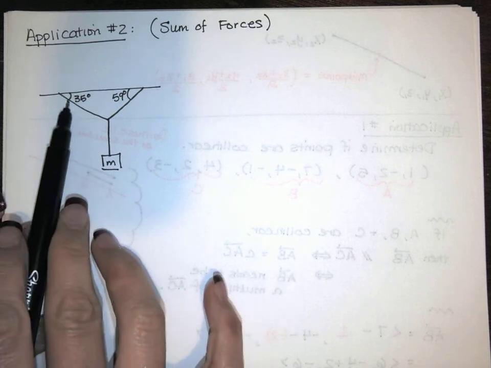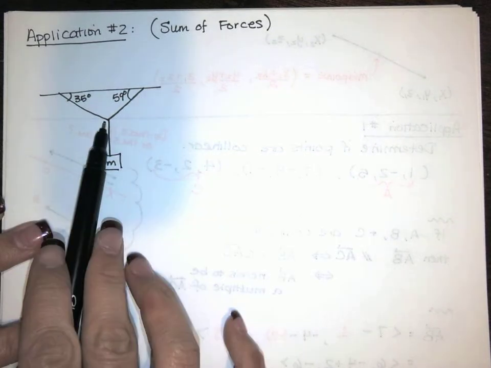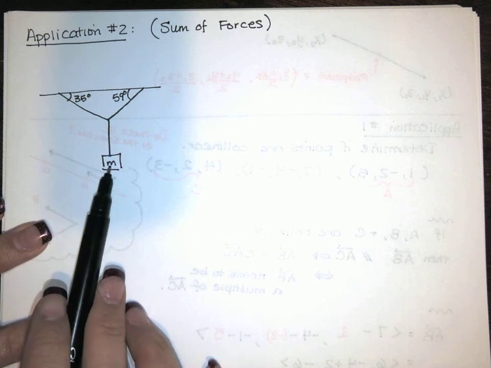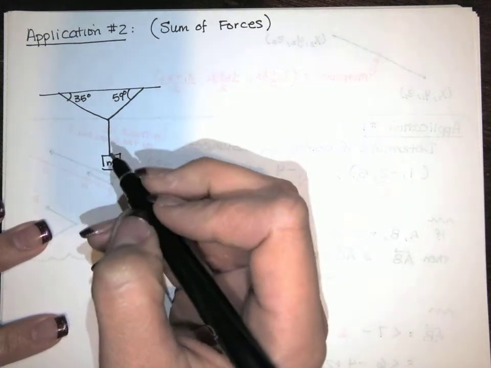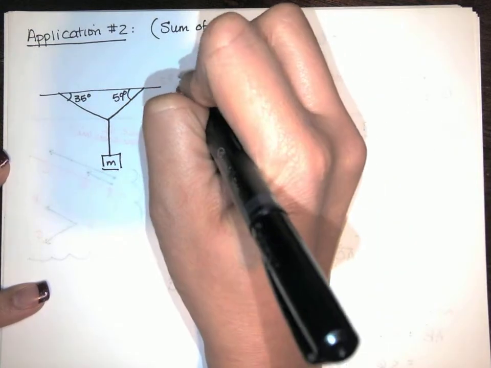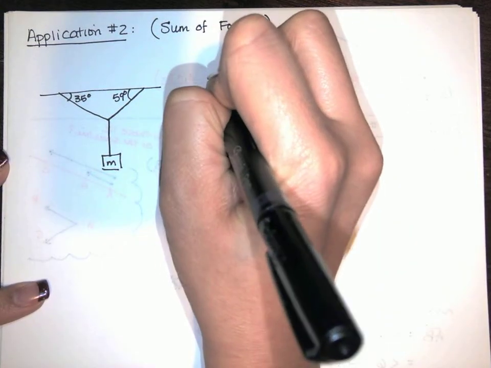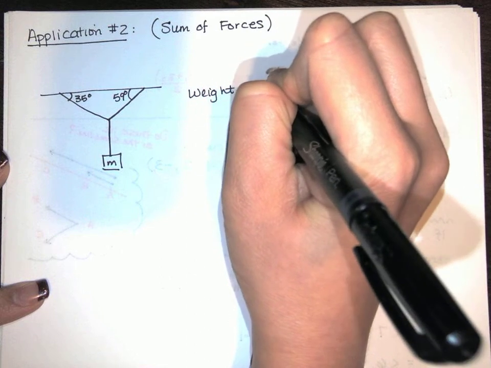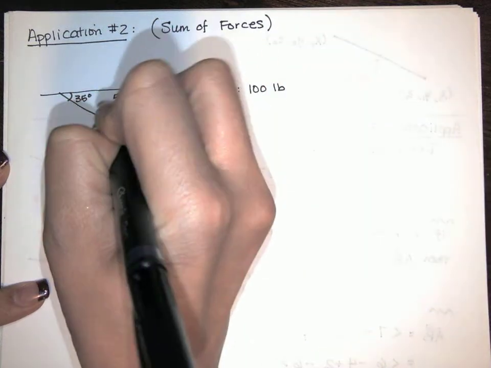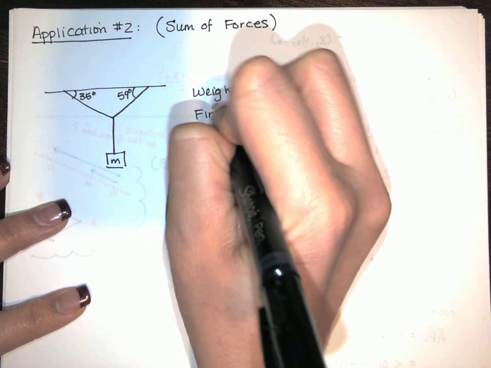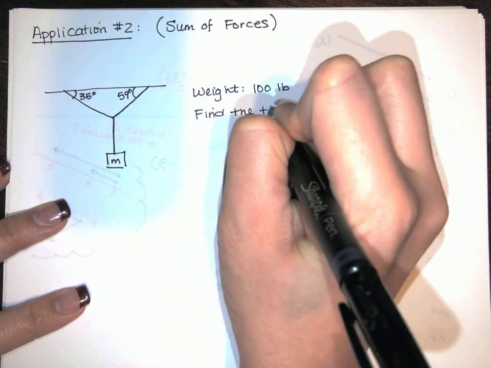They tell you that you've got some cables hanging from the ceiling, and then you've got another cable hanging off of that, and it's carrying a mass. And maybe they tell you the mass itself, or maybe they tell you the weight. Maybe they say there is a weight of 100 pounds hanging here. And I've got a cable here and a cable here. And they might ask me to find the tension in each cable.